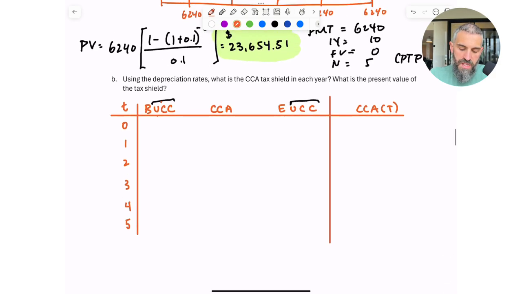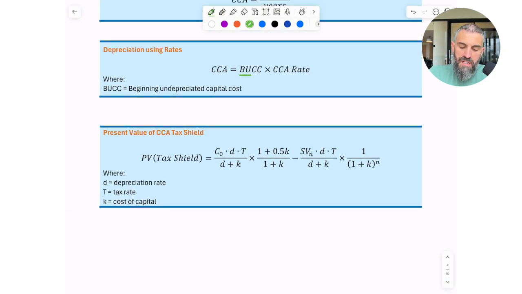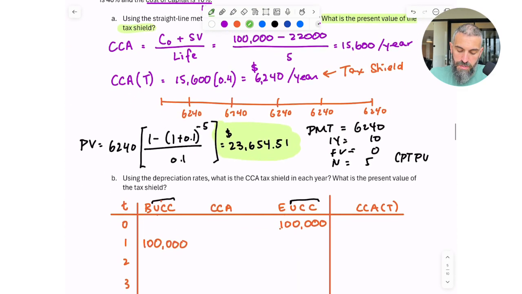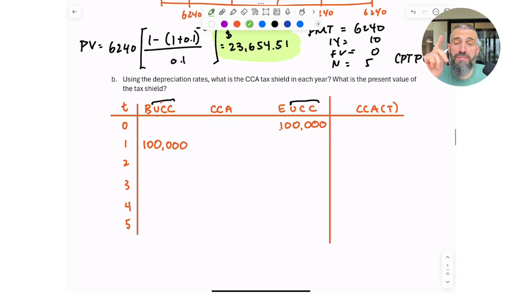So this is how you use a table like this. At time 0, that's the day you bought it. You have nothing here, and we're going to put an ending UCC of the price you paid. And the ending becomes the beginning of the following year. So the following year we'll start with 100. And now the CCA is calculated by taking the beginning undepreciated capital costs multiplied by your CCA rate, right? So the CCA rate here is 30%. It means your asset is depreciating by 30% per year.